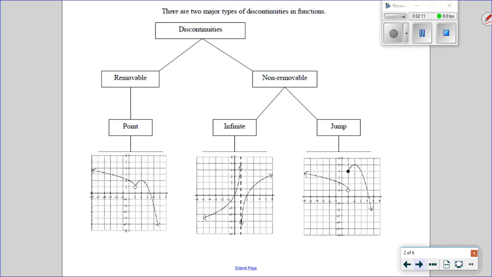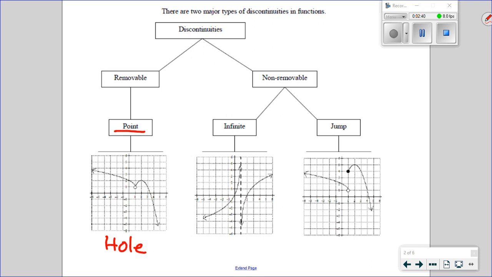So the vertical asymptote and the hole are what we call discontinuities. But a little bit more about discontinuities in functions. There are really two major types, removable and non-removable. So a removable discontinuity is basically a hole in the graph, and sometimes we call it also a point discontinuity, but all I'm referring to is a hole in the graph.